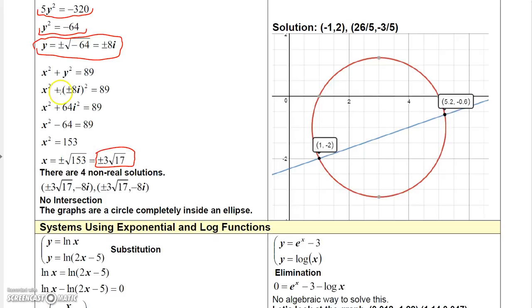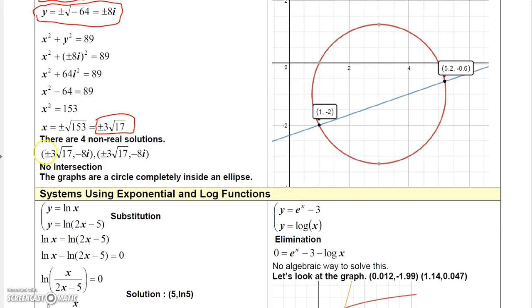So that means there's actually 4 non-real solutions. There's 3 square root of 17 with minus 8i, minus 3 square root of 17 with minus 8i. There's 3 square root of 17 with plus 8i, that should be a plus 8i. And then there's minus 3 square root of 17 with plus 8i. But since all 4 of these are non-real solutions, that means there's no intersection. And if you actually graph this, you would get a circle that's completely inside an ellipse, and so the two do not intersect.